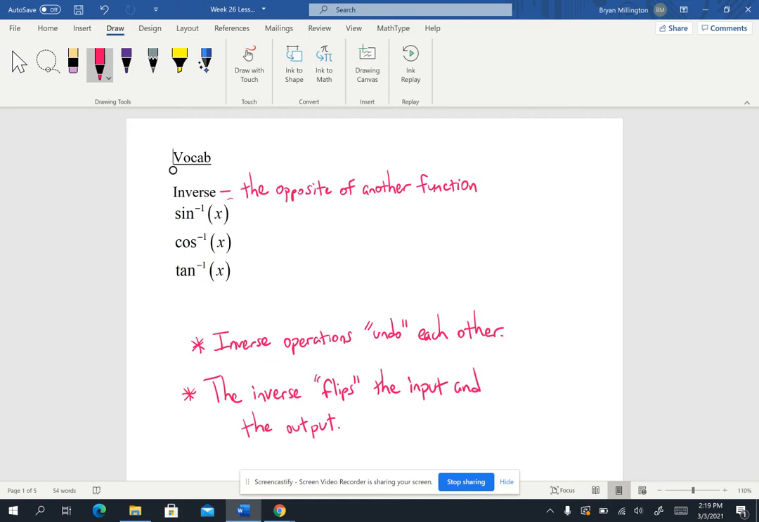So when you look at these symbols here, those little negative ones, those just mean inverse. So sine with a -1 just means inverse sine, right? And then this would be inverse cosine and inverse tangent. So let's look at some problems and see how it works.